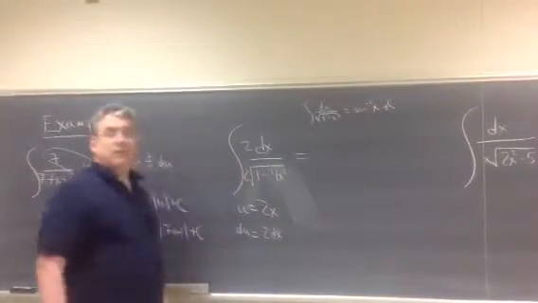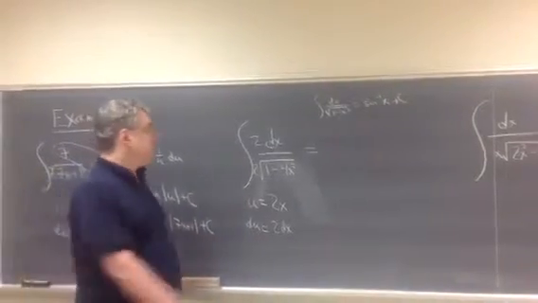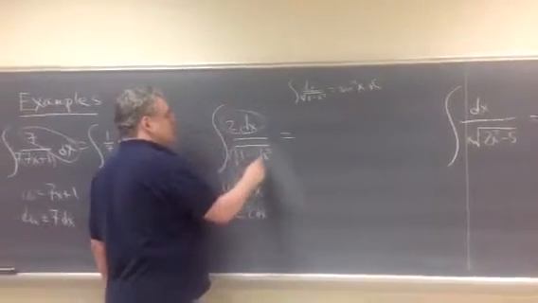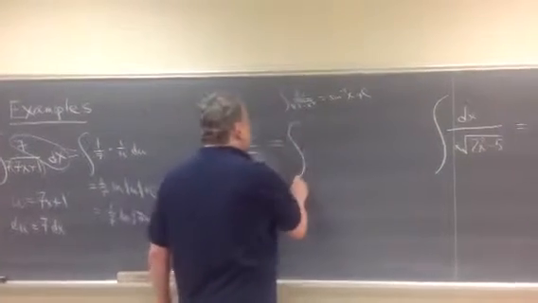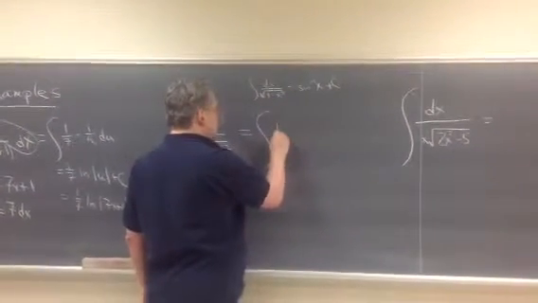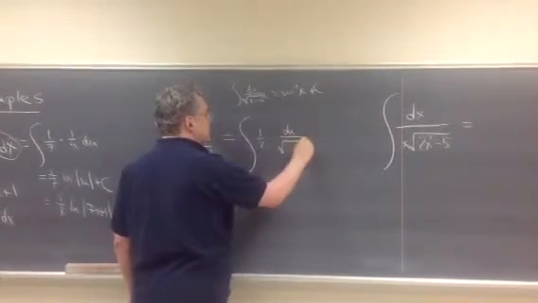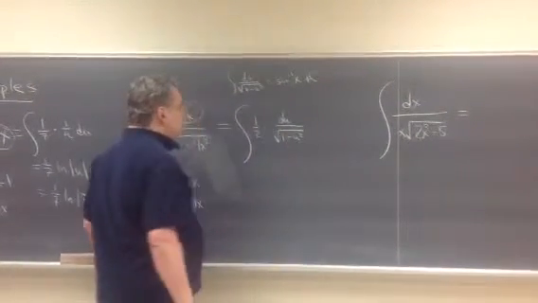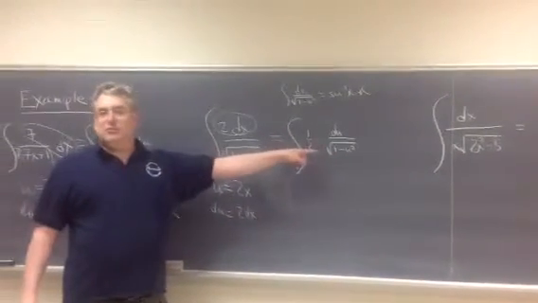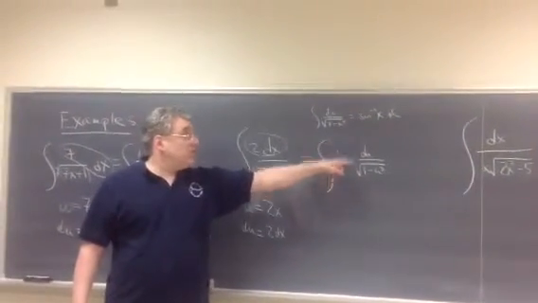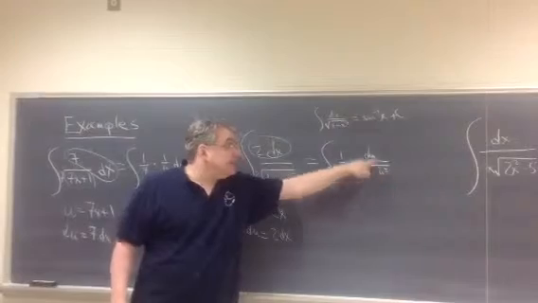Doing the same thing I did before. There's the 2. It's been fixed. Here's my du. That's now u squared. This is the integral of, there's a 1/2 involved. I've got du on top, and I've got the square root of 1 minus u squared. Notice, I didn't just get u on the bottom or anything like that. But this form works. This is exactly the right form.